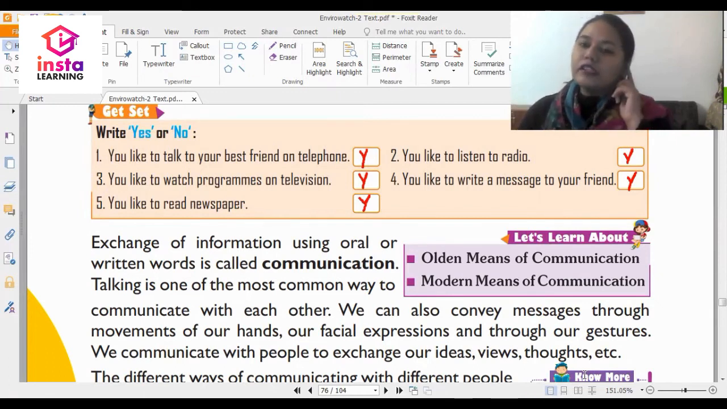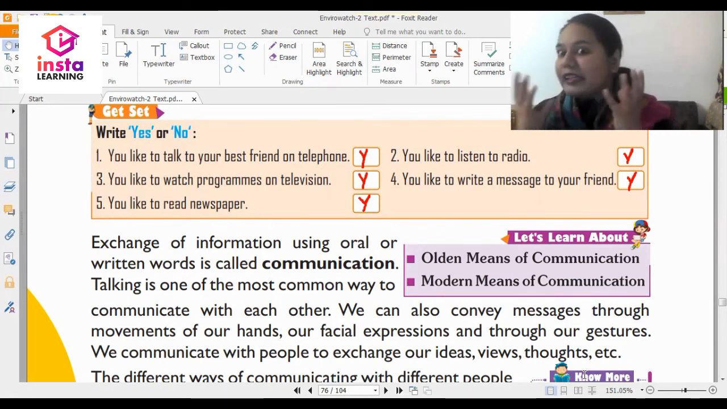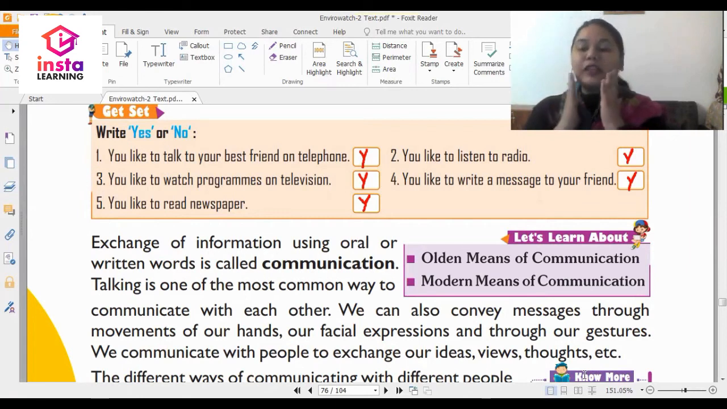How do you use your facial expressions? So let's say you meet a friend and immediately there's a smile on your face. So that smile tells the other person that he or she is welcomed, or you are happy to see that person. So 3 ways of communicating.